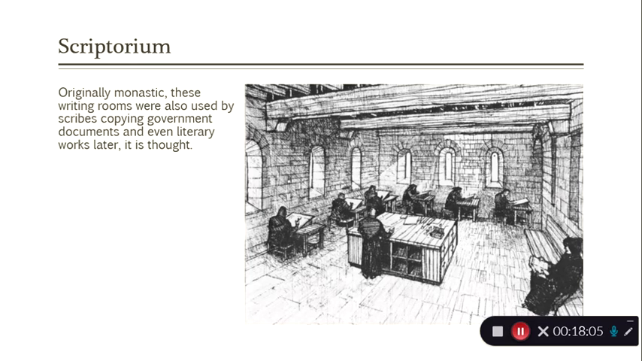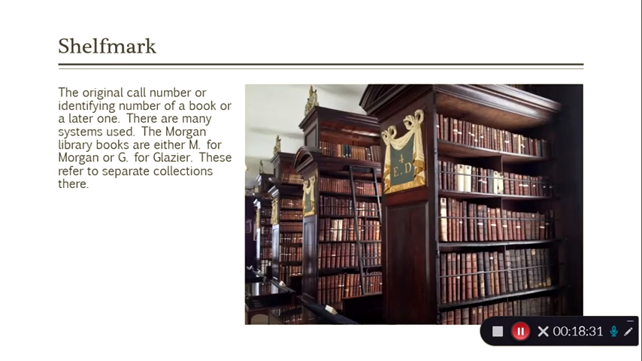Shelf mark refers to the name of the book in the library, how the library has named the book. So it's the original call number or the identifying number of a book, or a later one. And this is actually a page showing you bits of the Cotton Library, which went to the British Library quite early on. So the Morgan Library books are all M something, like M126 is Gower's Confessio Amantis manuscript that I've been showing you pages from, or G for Glazier, which is another collection. So when you're writing about it, you can refer to the book. When you talk about your book, you should have a mention of its shelf mark. Where is it? Where is that book?